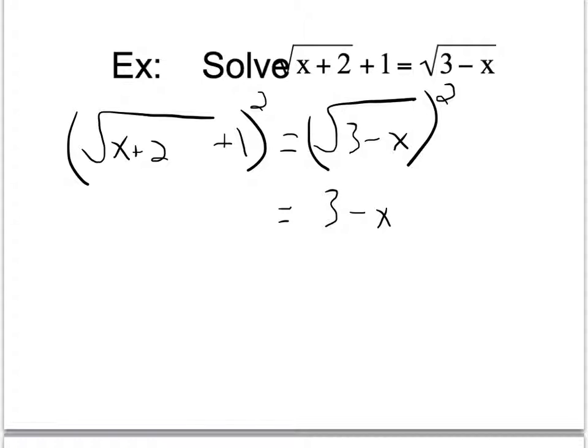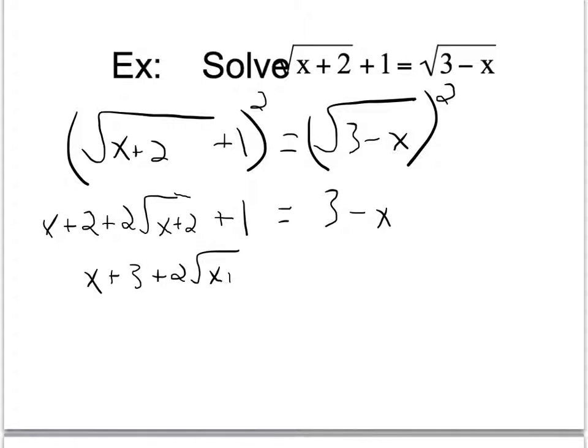That means I'm going to have to FOIL the square root of x plus 2 plus 1 and the square root of x plus 2 plus 1. By doing that, you'll see that it comes out to x plus 2, plus 2 root x plus 2, plus 1. Now I'm going to try to get the square root sign out by itself. If I simplify this, I'll have x plus 3 plus 2 times the square root of x plus 2 equals 3 minus x.